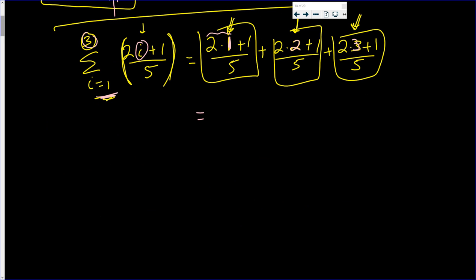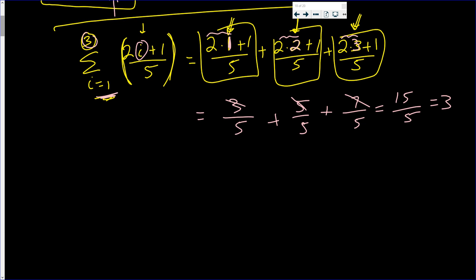2 times 1 is 2, plus 1 is 3. 2 times 2 is 4, plus 1 is 5. Everything's over 5. Plus 2 times 3 is 6, plus 1 is 7 over 5. Everything's over 5, so all we do is we keep the 5 and we add the numerators. 7 plus 3 is 10, plus 5 is 15. So this mess equals 3.